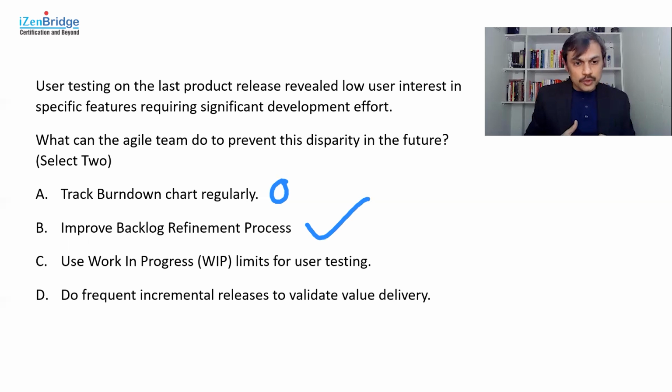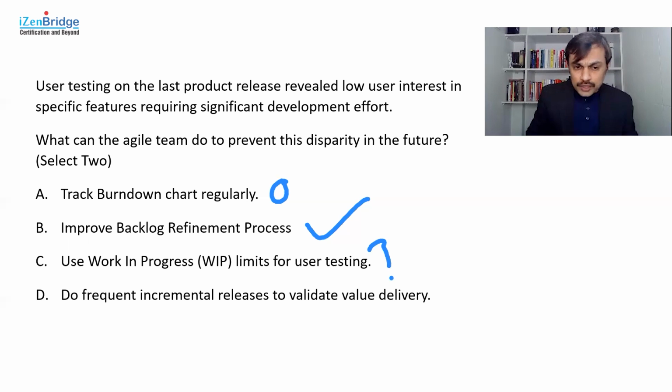Let's go further. Use work in progress limits for user testing. Now, applying work in progress limits makes the system flow faster at the user test level. In a way, indirectly, if we get faster results from the users by giving them a few things for improvement, that probably helps us in learning fast. Yeah, that's a probability. It depends upon what the other option tells us. So let's keep it as a question mark and let's move further.